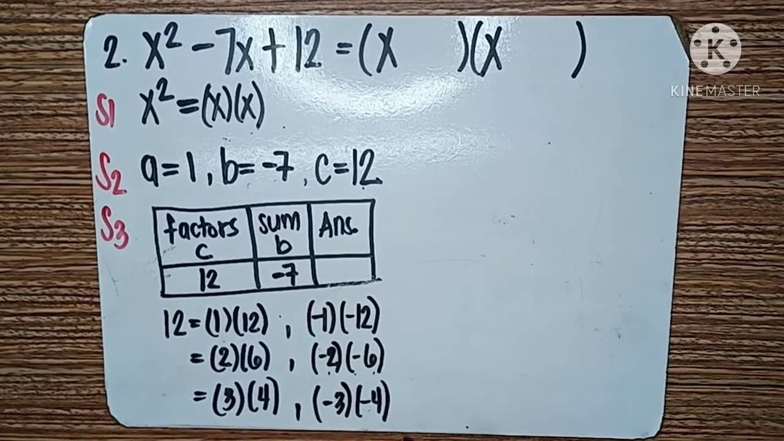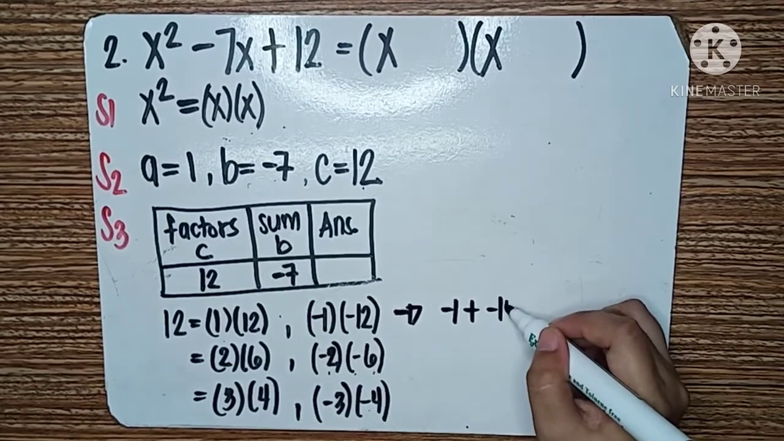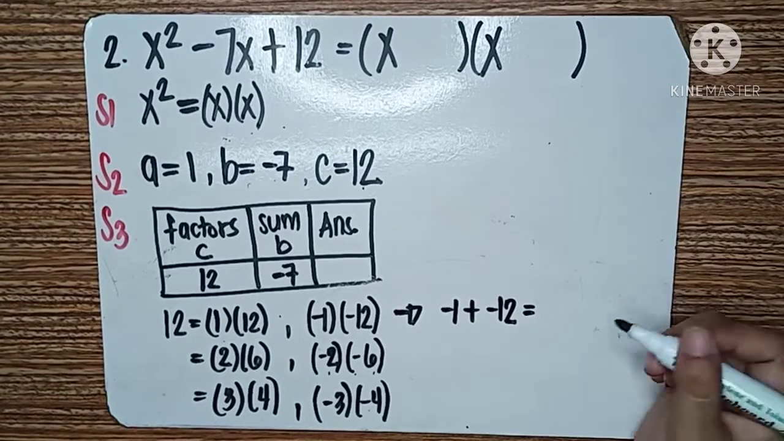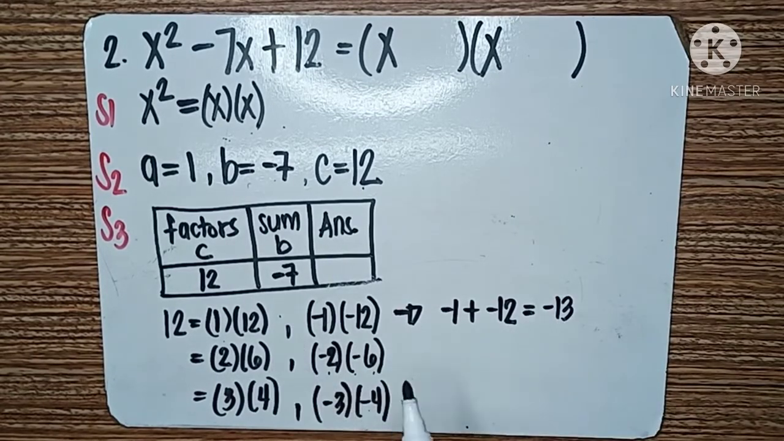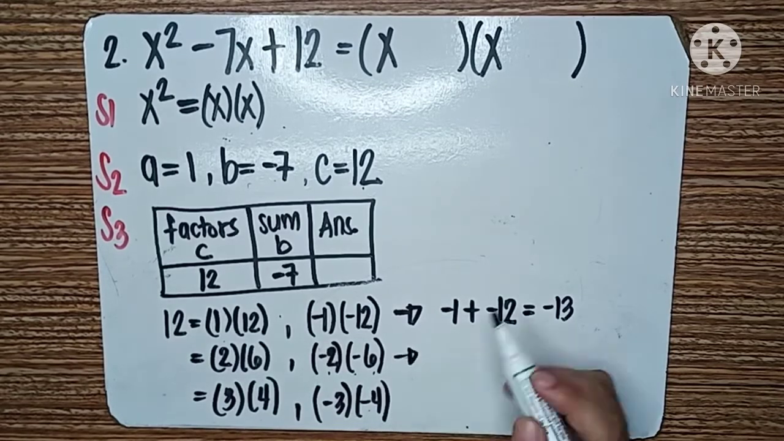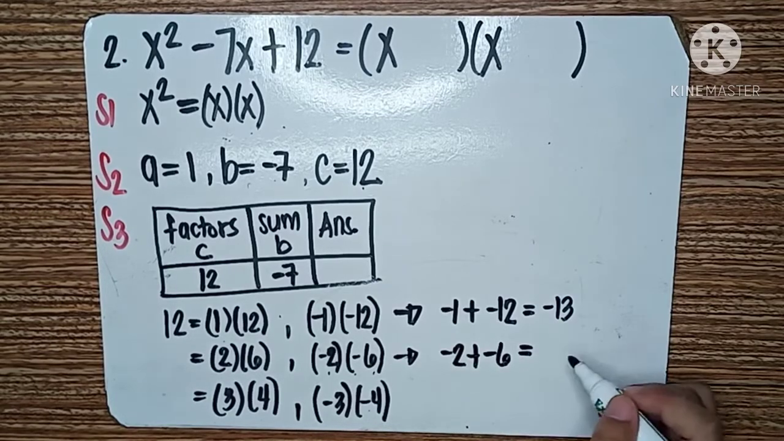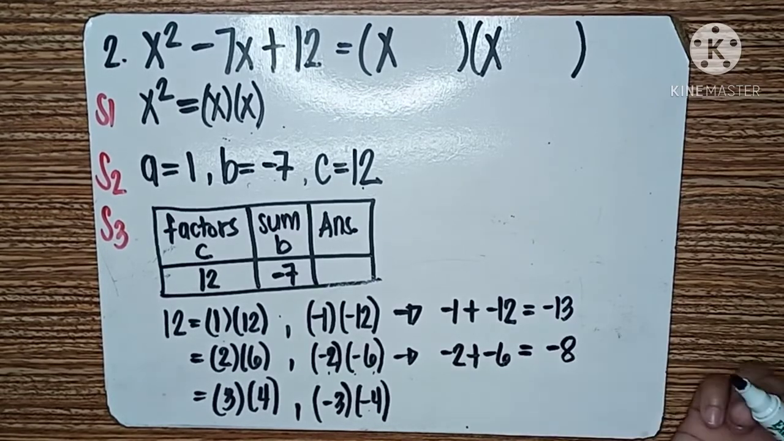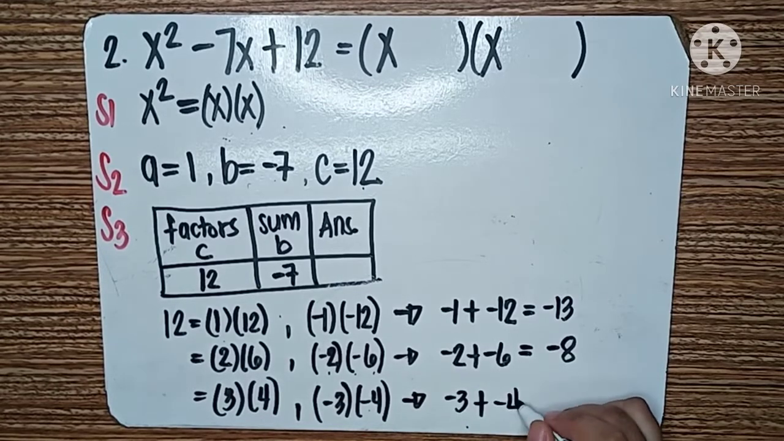Try naman natin ito. Okay? So, what is negative 1 plus negative 12? This is equal to negative 13. Hindi ito yung hinahanap natin. Try natin si second factor. Negative 2 plus negative 6 is equal to negative 8. Hindi ulit. Try natin itong pangatlo. Negative 3 plus negative 4 is equal to negative 7.